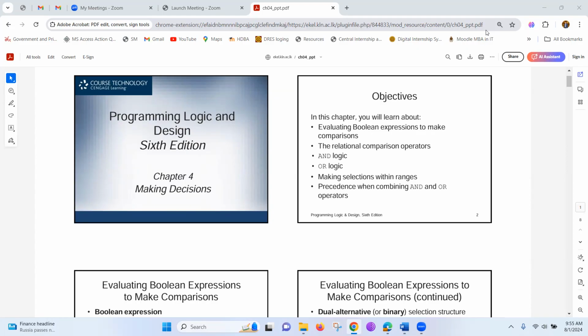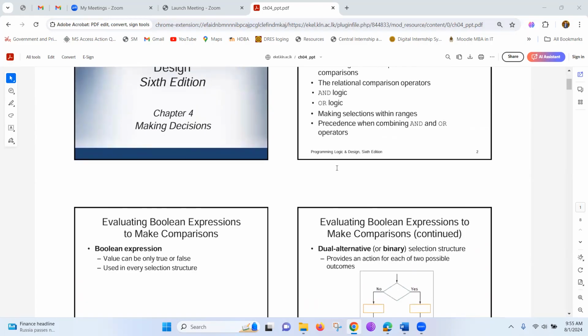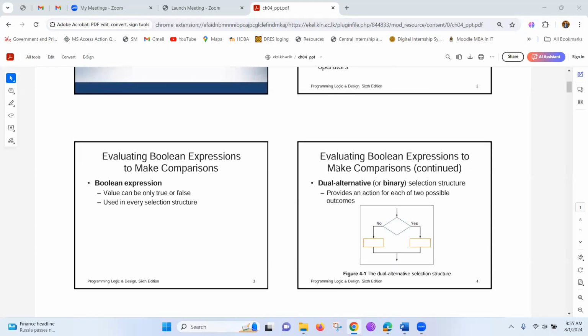But we need to take a basic understanding to complete the area. That's why I am covering this topic again. Okay, those are the learning outcomes that we need to achieve at the end. Then, evaluating Boolean expressions to make the comparison.